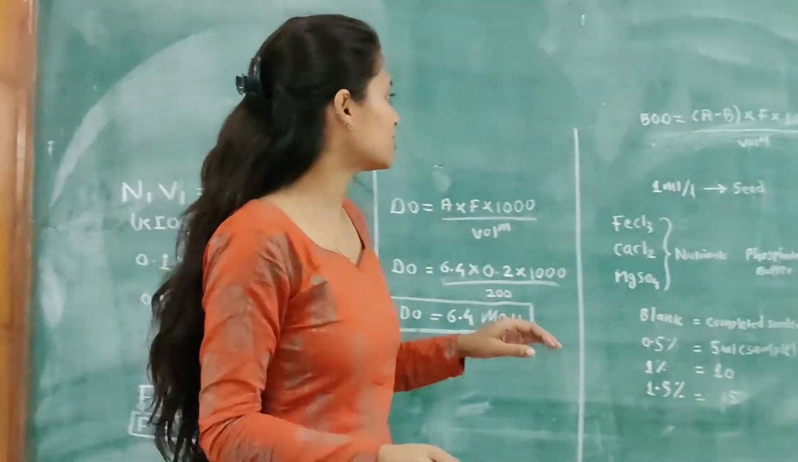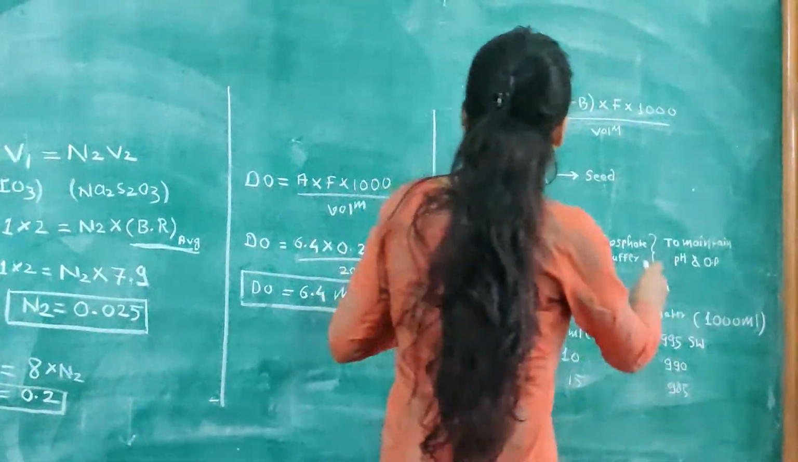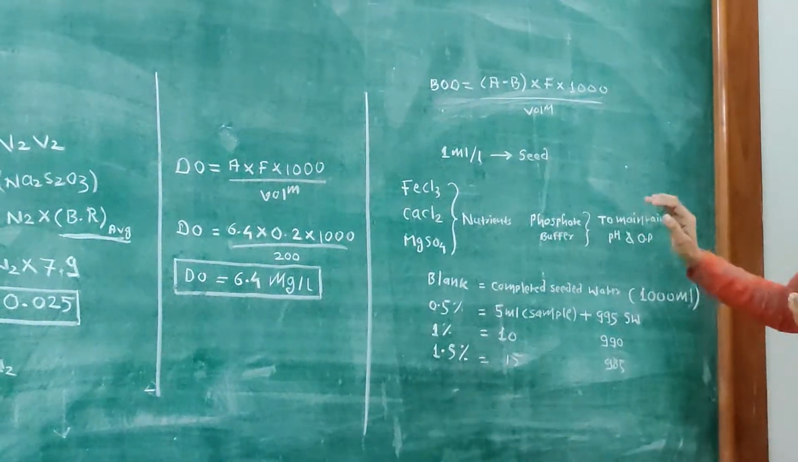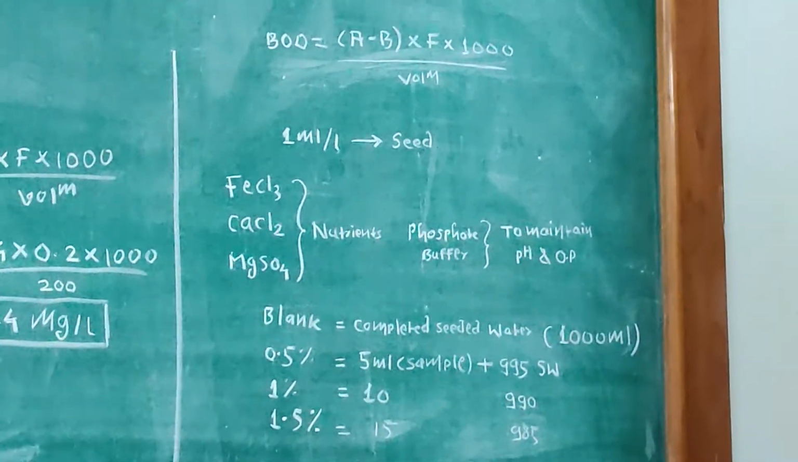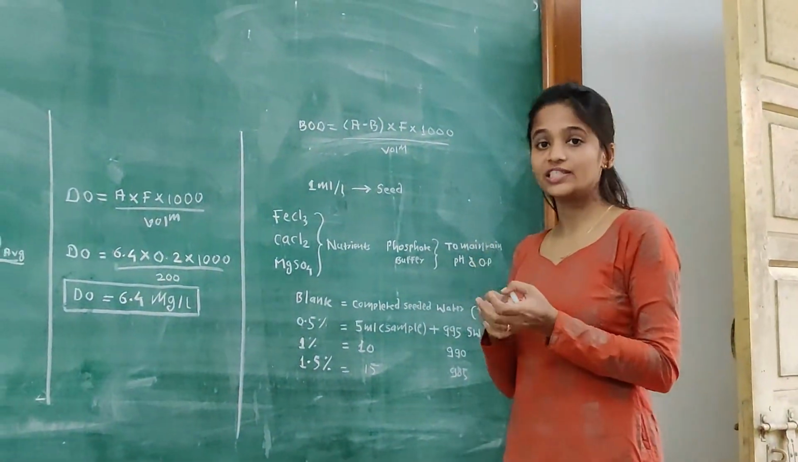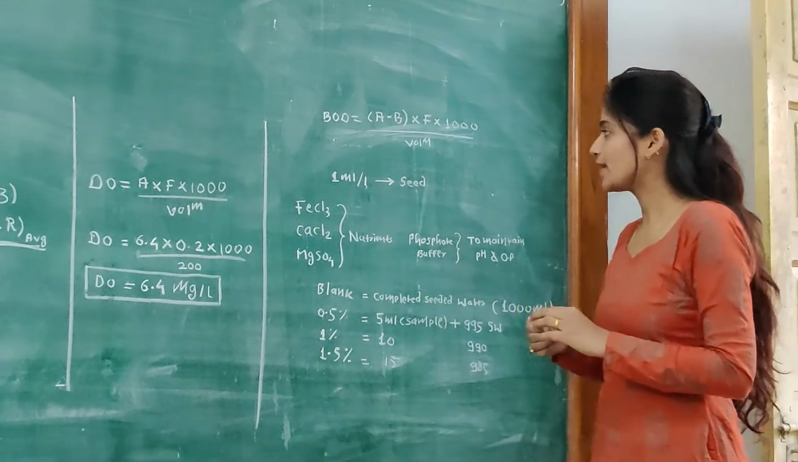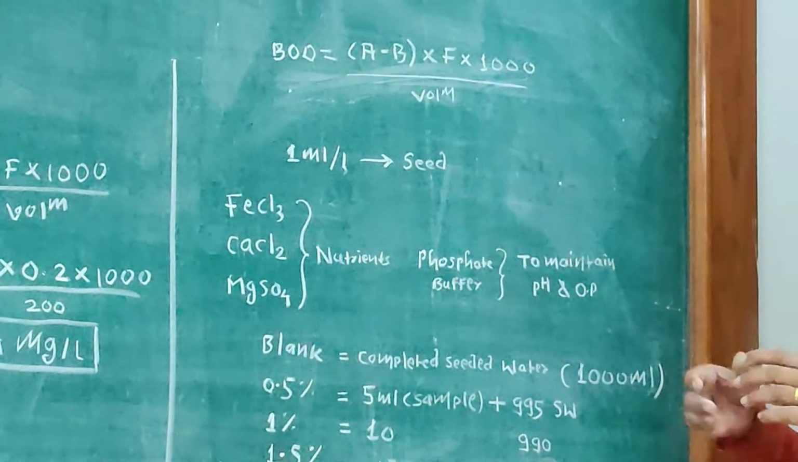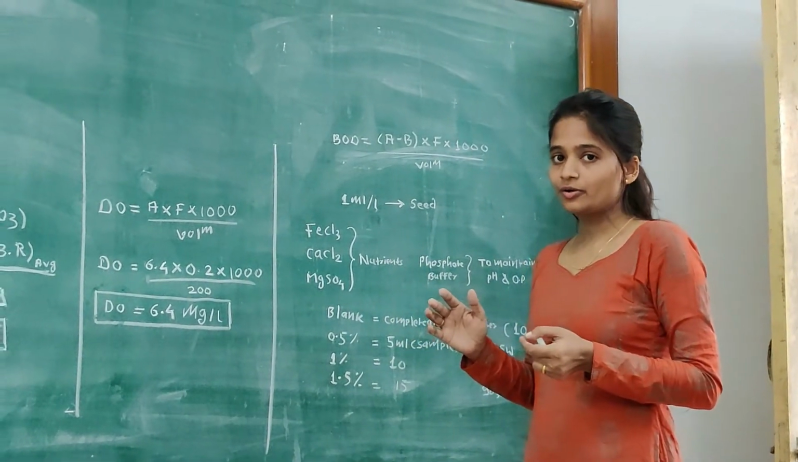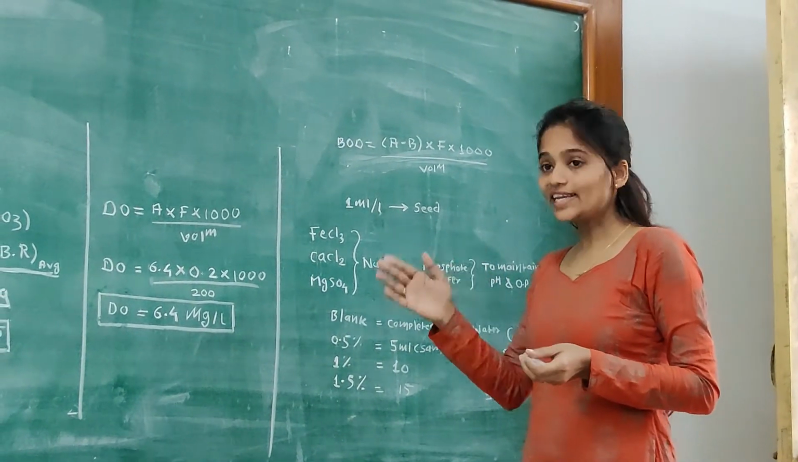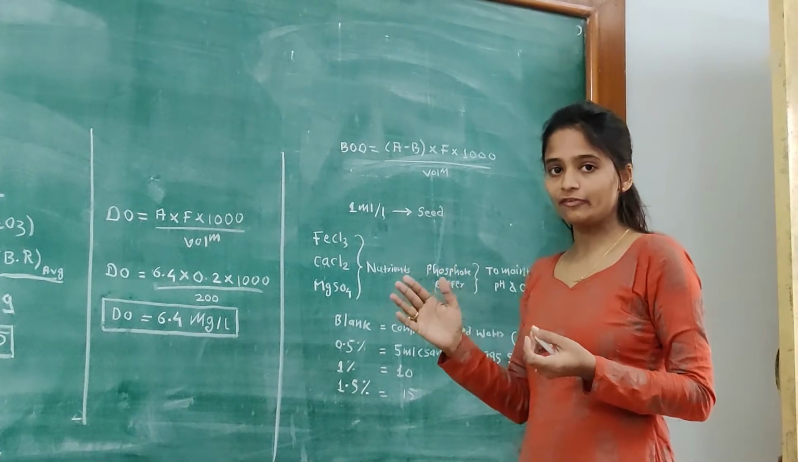What happens in the BOD experiment? We need to first make seeded water. For that, we take a certain amount of distilled water, and we need to aerate that distilled water for 24 hours.